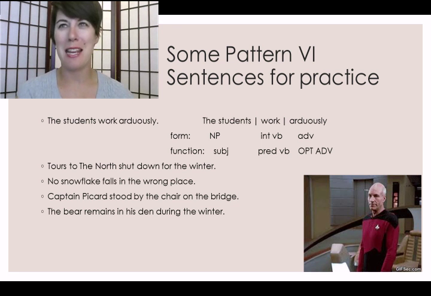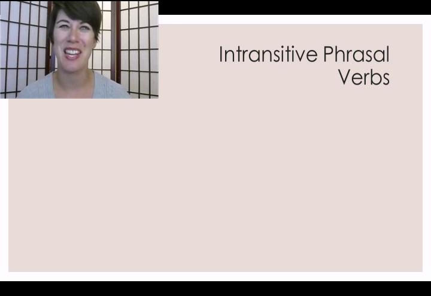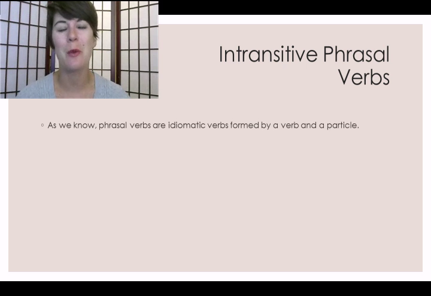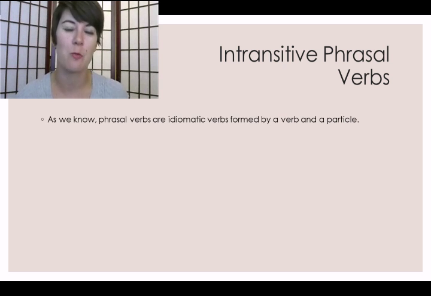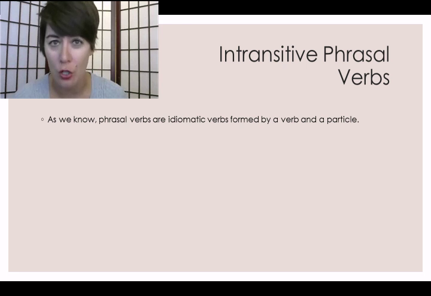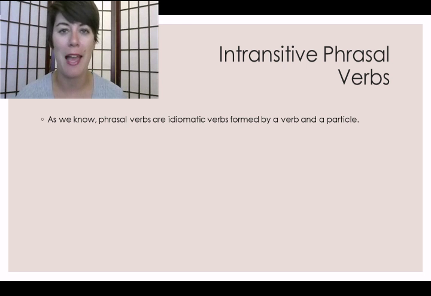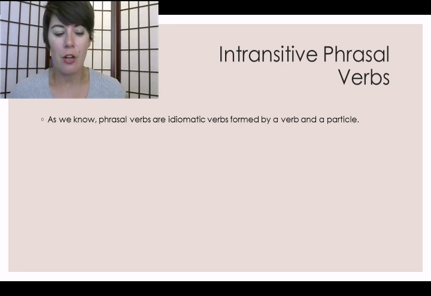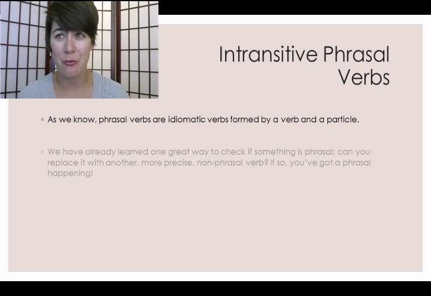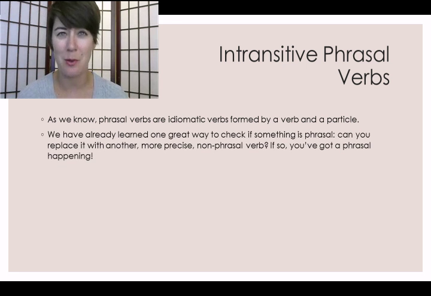There's one thing that makes pattern 6 a little sneaky, and that's intransitive phrasal verbs. Let's talk about those a bit now. We have already learned about phrasal verbs. We will recall that they are idiomatic verbs formed by a verb and a particle. This we learned about way back in chapter 12. We have already learned one great way to check if something is a phrasal verb. Can you replace it with another more precise non-phrasal verb? If so, you have a phrasal verb happening.